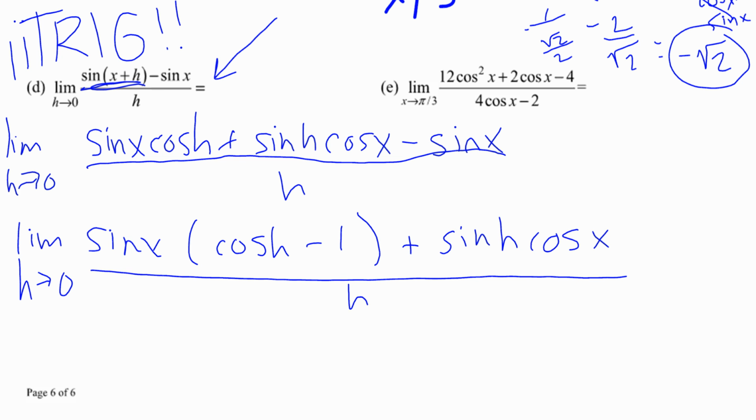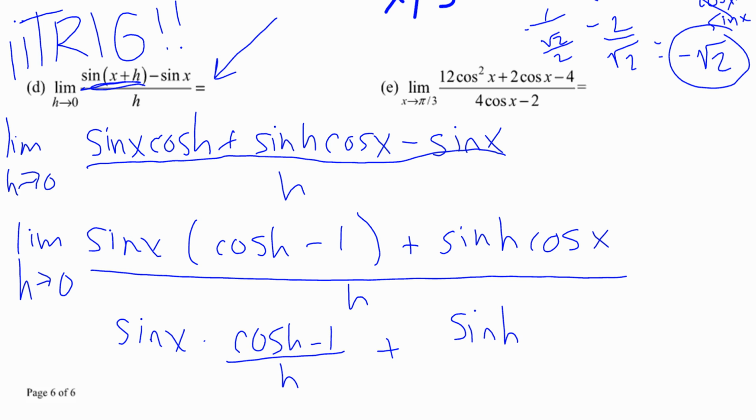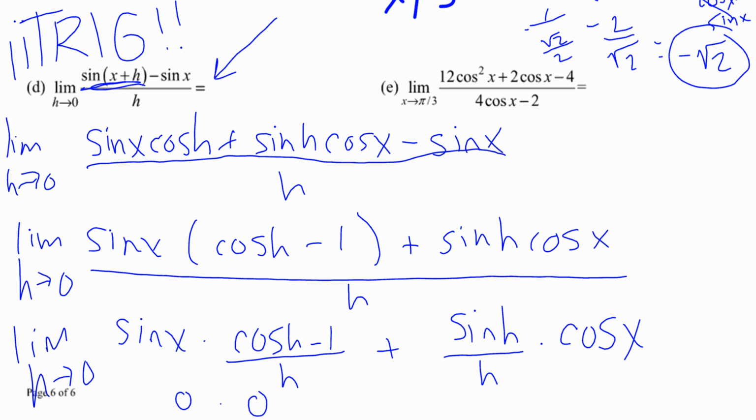So now let's just rearrange this. I have sine of x times, hey, look at this. This looks pretty familiar. Plus, I have sine of h over h. So if we take the limit as h approaches 0 of this, sine of 0, 0. This, we know that as 0. Sine of h over h, 1. Cosine of 0, 1.